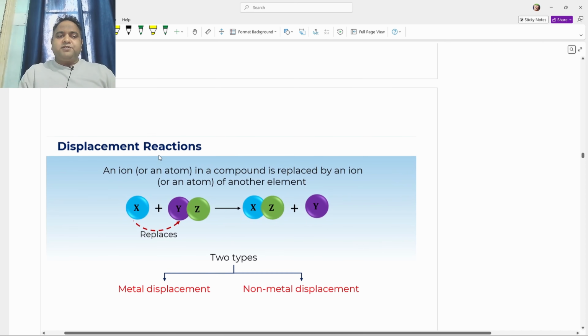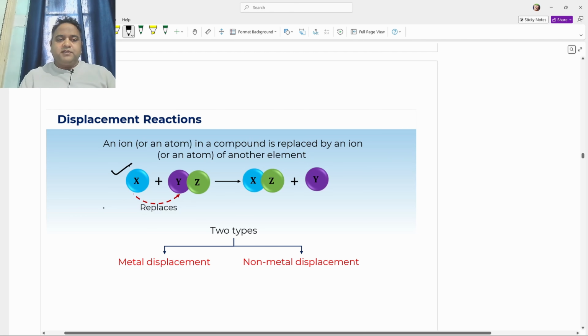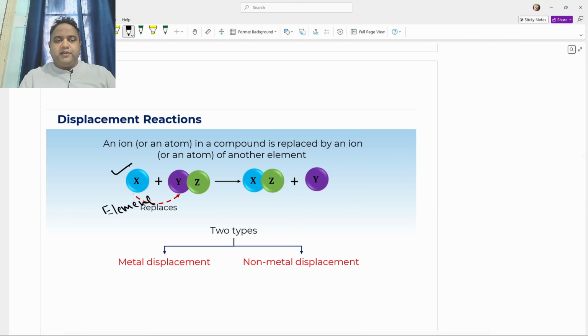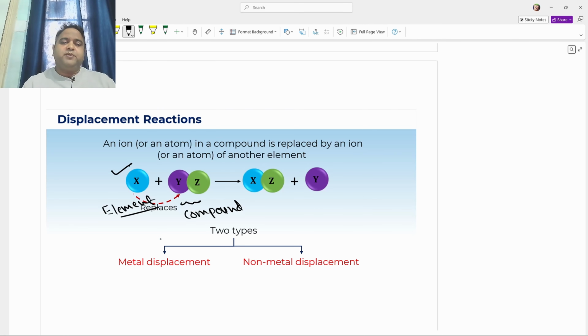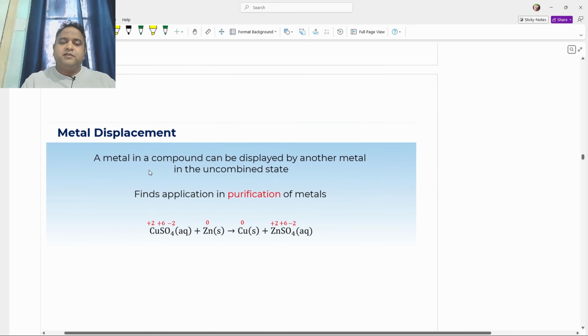A displacement reaction is always a redox reaction because we are going to displace. There is one element, and that is going to chemically combine with a compound. This is a compound. This is a compound. In this case, what will happen? There is a change in oxidation state of the element, so it is going to be a redox reaction. Maybe from metal to metal or maybe from non-metal to non-metal.